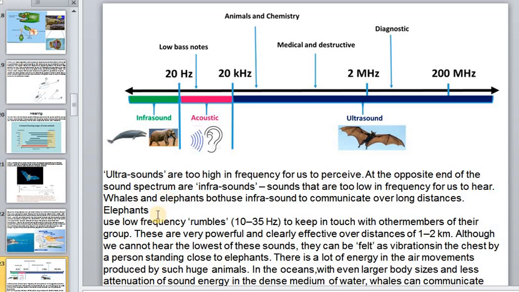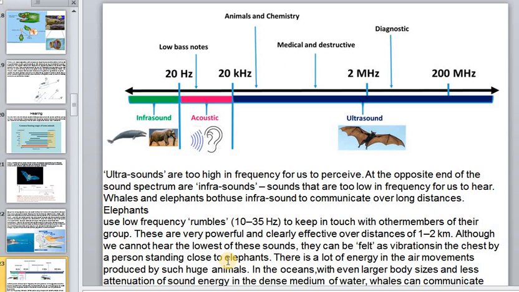Elephants use low frequency rumbles, as I said, from 10 to 35 Hz, to keep in touch with other members of their group, and these are very powerful and clearly effective over distances of 1 to 2 kilometers. Also, we cannot hear the lowest of these sounds, but they can be felt as vibration, and a person standing close to an elephant feels this. There's a lot of energy in the air movements produced by such huge animals.